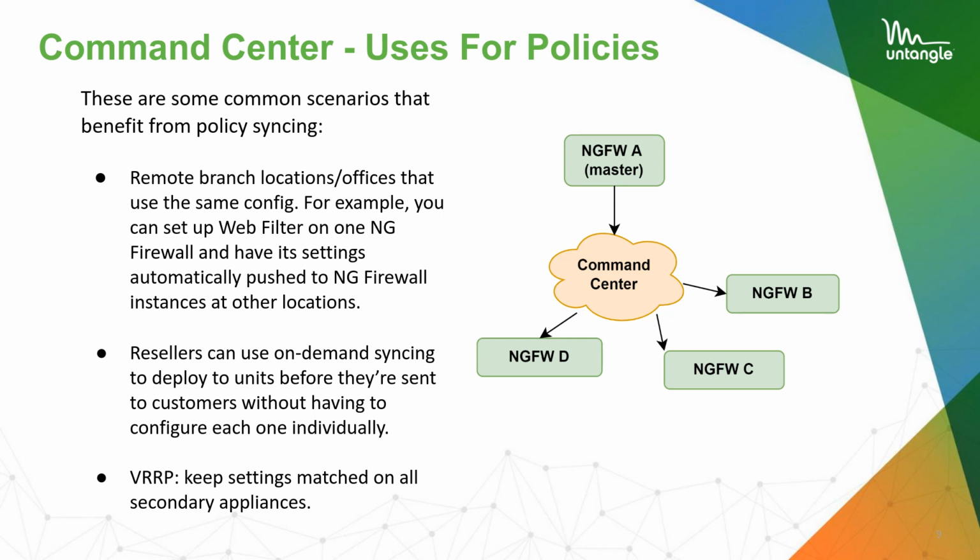Remote branch configurations, or offices that will use the same configuration. So if you've got a headquarters, for example, and a number of branch locations, and you just want to have the same settings, for example web filter or application control, used at all your locations, you can set those up on the master appliance, which would be your headquarters, and automatically sync that configuration out to all of your remote locations, all of your branches, and then you only have to set up once. You don't have to go through and configure each individual remote NGFW.